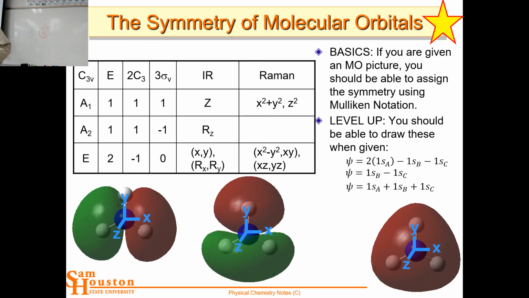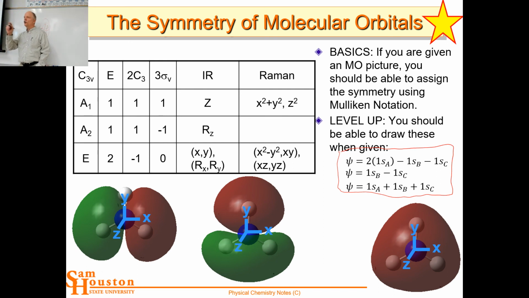So what do you need to do? You need to be able to, if you're given a molecular orbital picture, assign a row. So you should be able to do that pretty easily. Now the level up, you want to level up, if you're given this designation here, can you draw the pictures? So that's the next level.